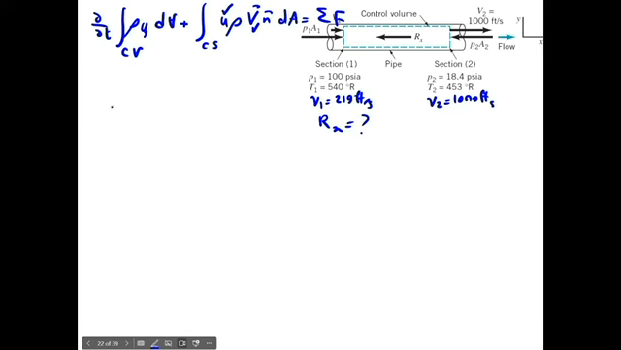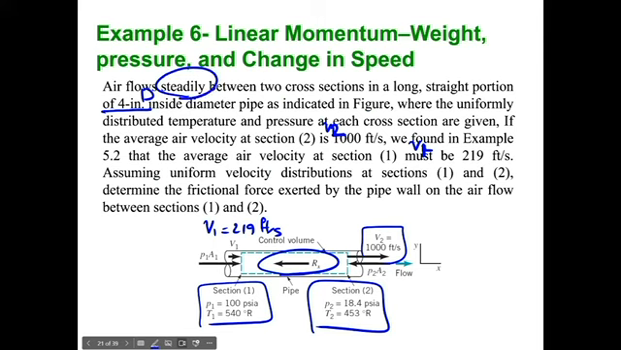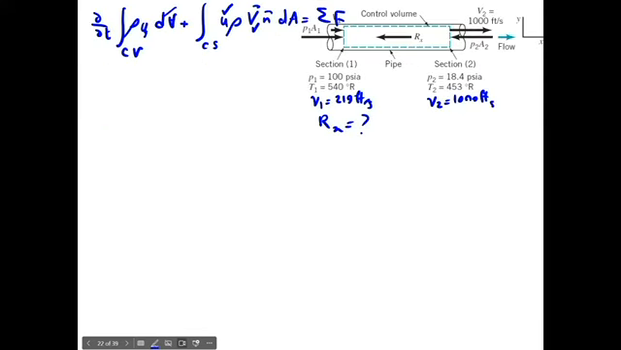I'm just going back 1 second because it said steadily. The word steadily means that this one is 0. So I just have this one, control surface integral of rho V dot n dA equal to all forces. What's the force that I need to find? What is the force? What should I write for the force here? The picture shows that.